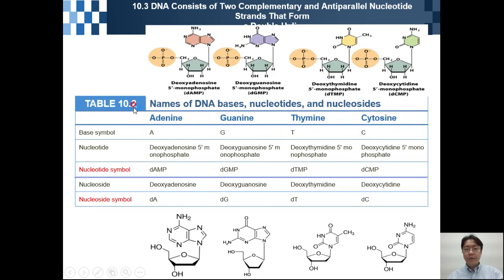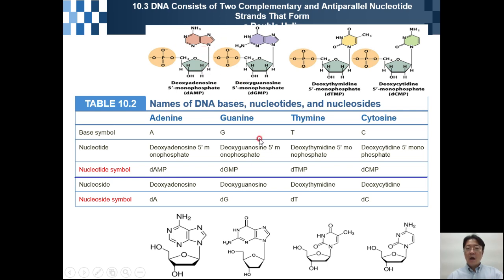Table 10.2 summarizes the names of the DNA bases, nucleotides, and nucleosides. The names of the DNA bases are adenine, symbol A, guanine, symbol G, thymine, symbol T, and cytosine, symbol C. And deoxyadenosine 5-monophosphate is recorded as dAMP, so adenine is located in the base position.